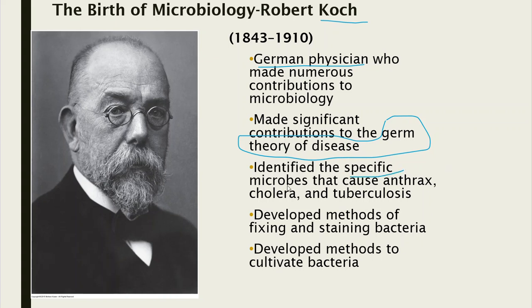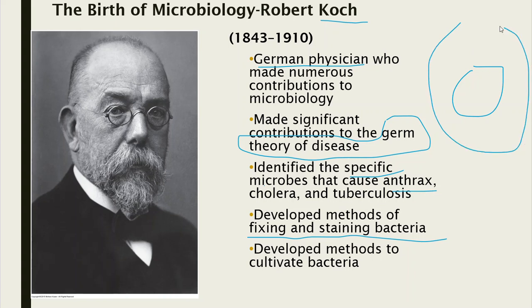He identified specific microbes that cause anthrax and cholera and tuberculosis. He also developed a method of staining bacteria. Bacteria are clear. You put a clear something on a bright white background, guess what you see? Nothing. You have to color it, you have to dye it, and that's what a stain is. Also developed methods so that we could actually grow bacteria. That sounds kind of foolish, but I can tell you that when I have people in the hospital with infections, I'm going to get a wound culture if one has it, or blood culture, or urine culture.